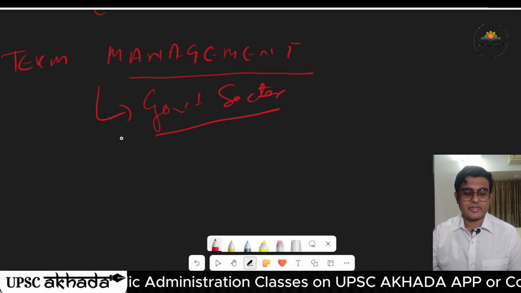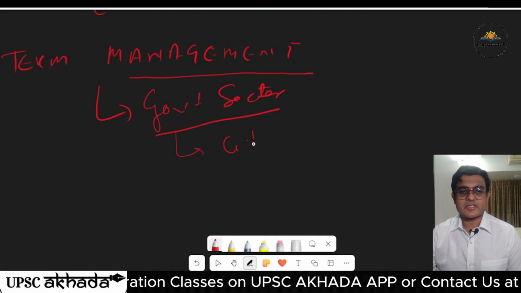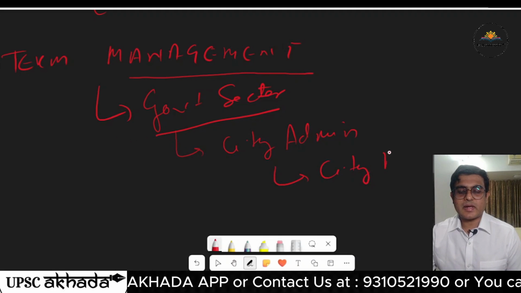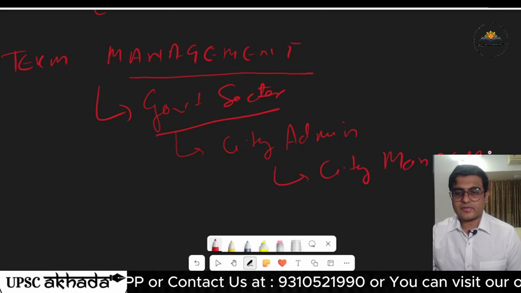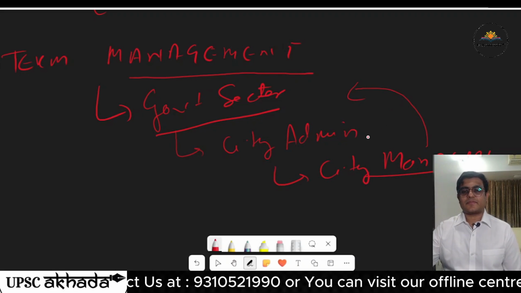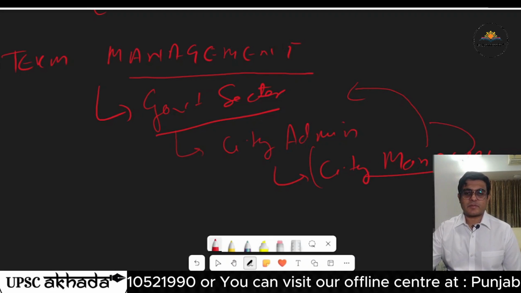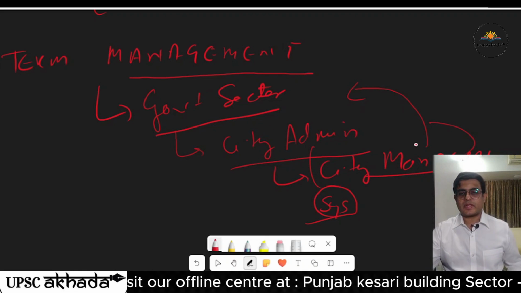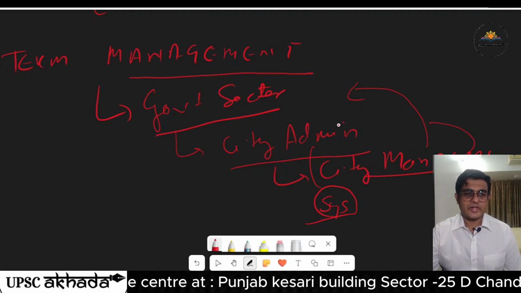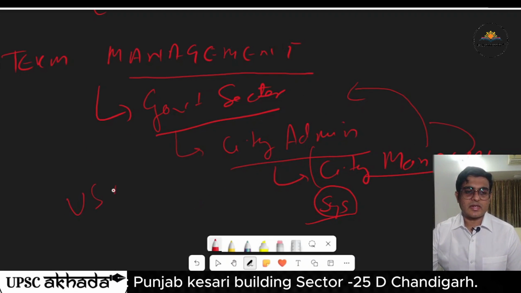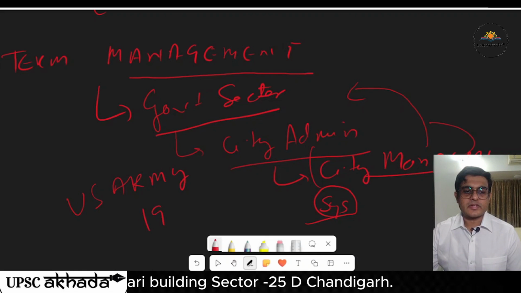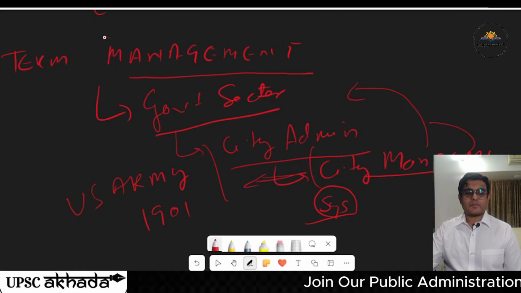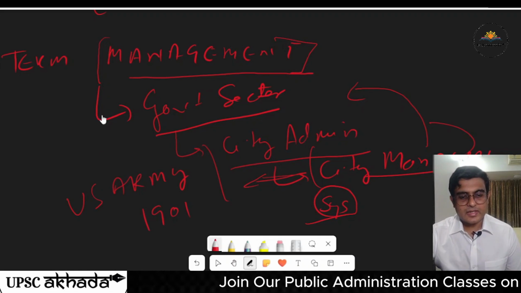He gives a reference of the city administration in the US, where they appointed city managers. So from here, the term management has been used. The city manager system was formulated in the US for city administration. So from there, the words managers and management have been derived. It was also used in the US Army in 1901. This city manager concept shows the term management has its origin in public organizations.